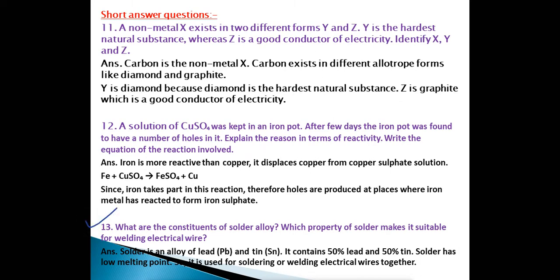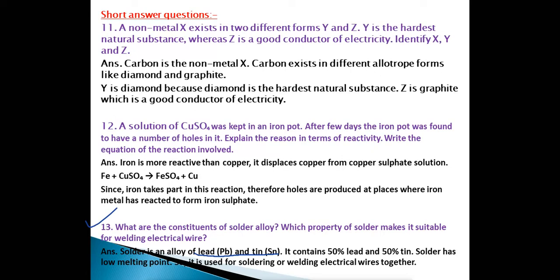Question 13. What are the constituents of solder alloy? Which property of solder makes it suitable for welding electrical wires? So what are the constituents of solder alloy? Solder alloy is made up of two metals, tin and lead. It contains 50% lead and 50% tin. So this is the constituent of solder.